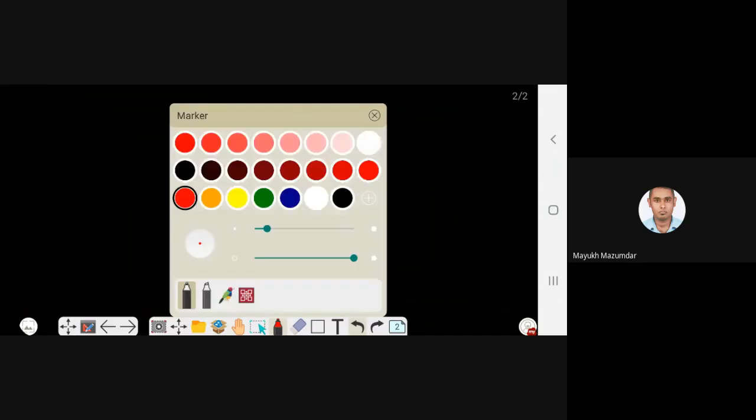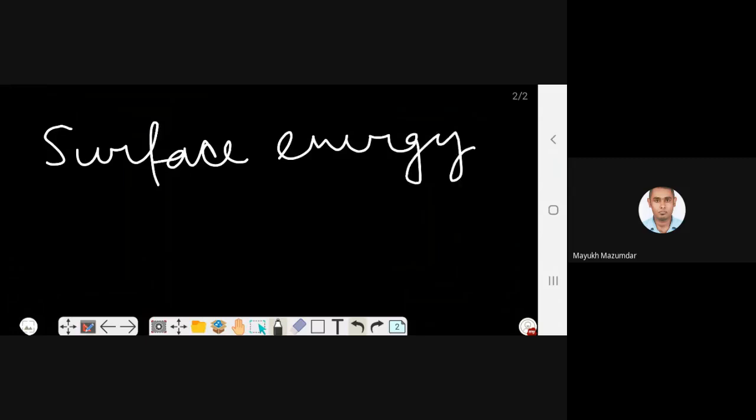I think you can see my screen. Yes, sir. So this is the software that I have installed on my mobile phone. So what was the first question asking us? It was asking the surface energy term. Okay, by chance you forgot this in the exam.